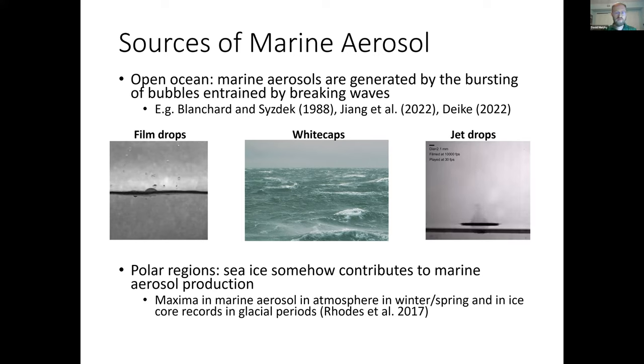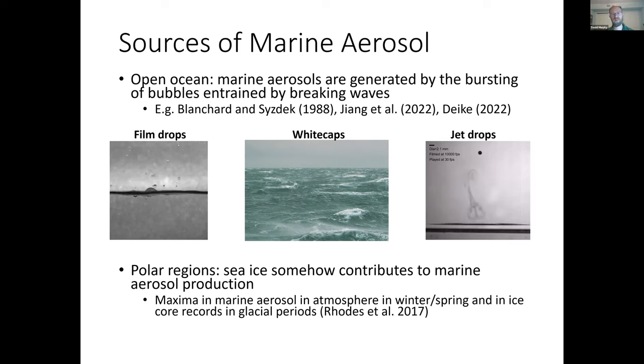So for example, here on the left, we see a large bubble, which when it bursts, the film disintegrates to form these film droplets. So that's one source. But for much smaller bubbles, such as this much more submerged bubble on the right-hand side, those burst, and then that bubble cavity collapses upwards to form this jet drop, as you can see here. And we visualize the airflow coming out of that bubble by ejecting smoke into the bubble. So these are well-known sources of marine aerosol operating over the open ocean, and these have been well parameterized for global models.